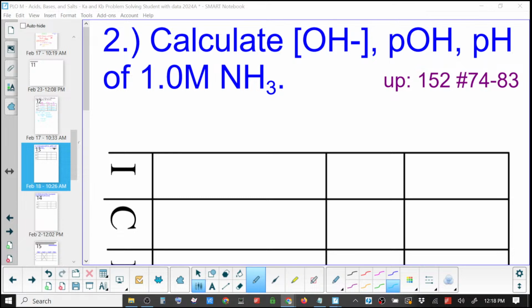Oh yeah, this only stays as a base, Mr. Newfeld. Okay, so 1.0. So it's a base, don't drop it. Because it's a base, don't drop the base. I will drop the base. Wait, if it's NH3, it can't act as an acid.